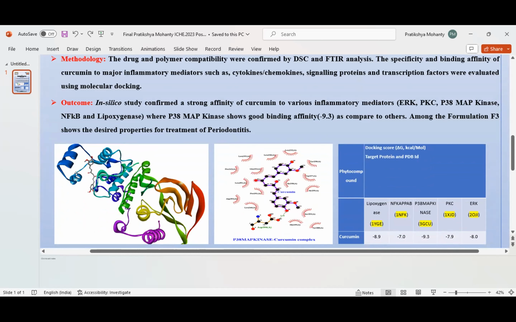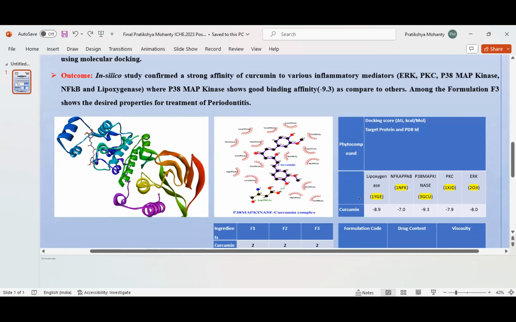Here, there is a good binding affinity of the P38 MAP kinase towards curcumin, which I use as a ligand. And these are the docking scores. Here I use lipogenase, which is a formulation, minus 9.3, and PKC is minus 9.7, and ERK is minus 8.0, ma'am. Here P38 MAP-K1 NAZ shows good anti-inflammatory activities towards curcumin.